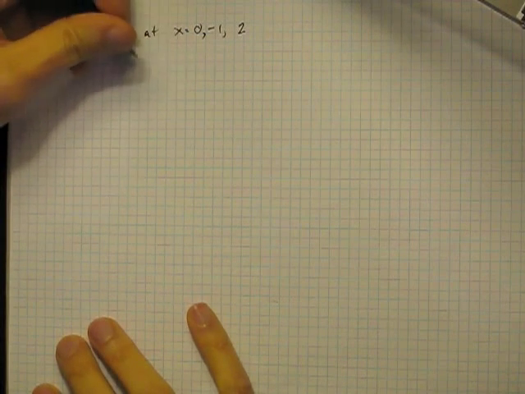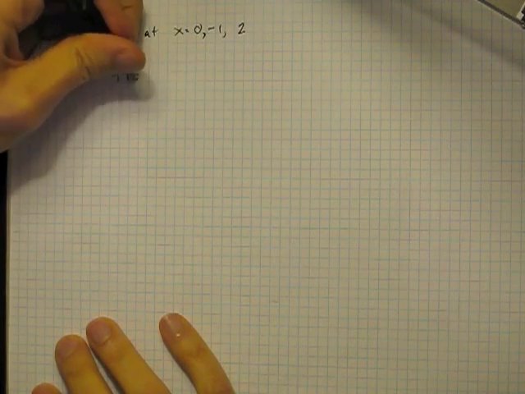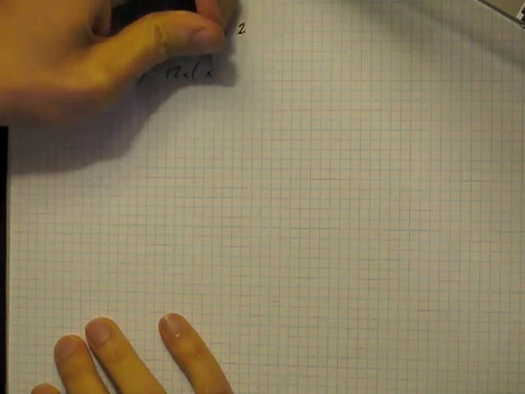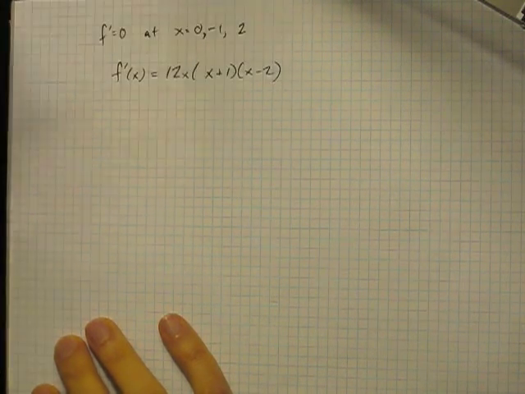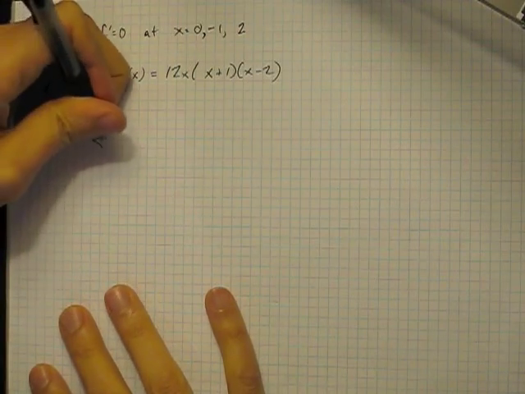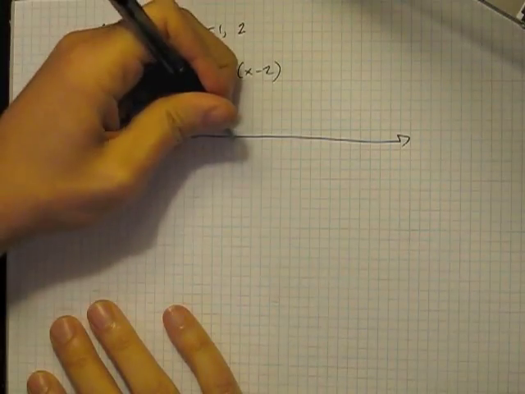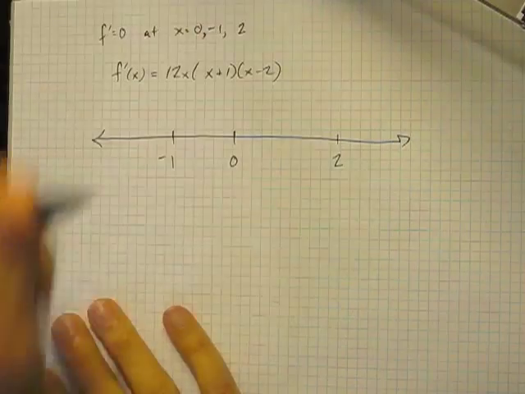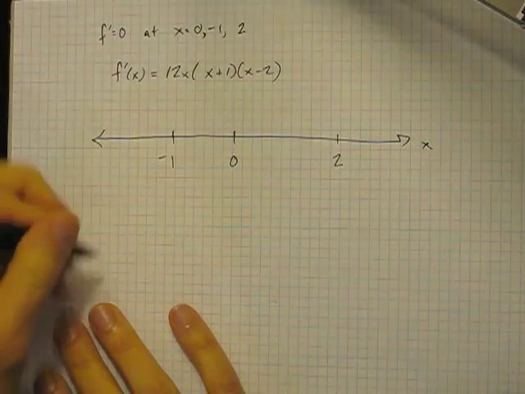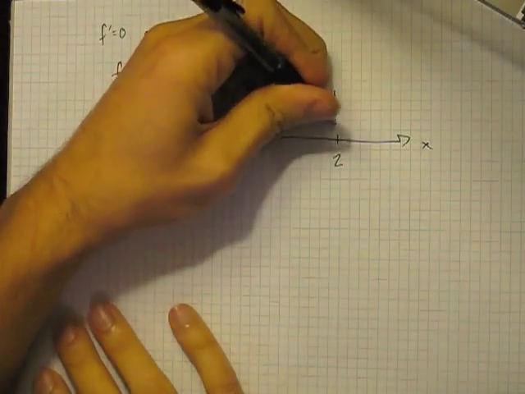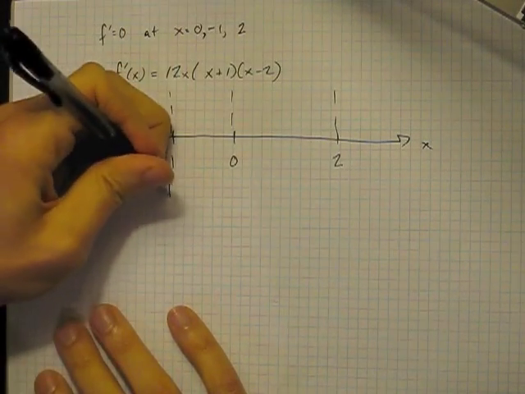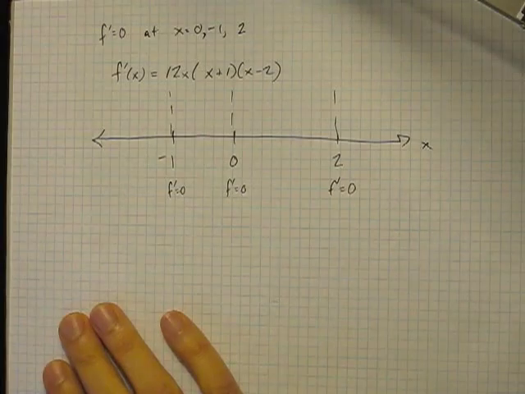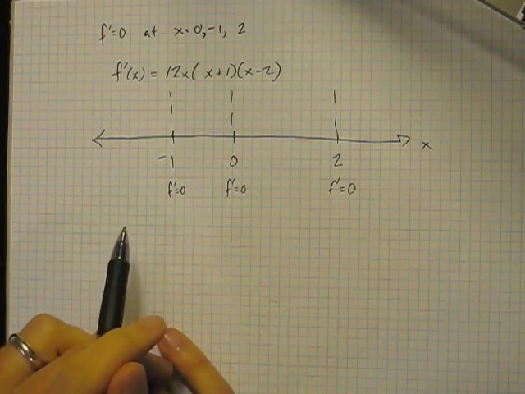Okay, and I'm just going to rewrite this derivative one more time in factored form. So we get 12x times x plus 1 times x minus 2, because this is going to help us in determining the intervals where f is increasing and decreasing. So I'm going to mark minus 1 and 0 and plus 2 on a number line here. So this is x. And we're going to just determine what f is doing in each of these intervals. So here we know f prime equals 0, and here we know f prime is 0, and here we know f prime is 0.